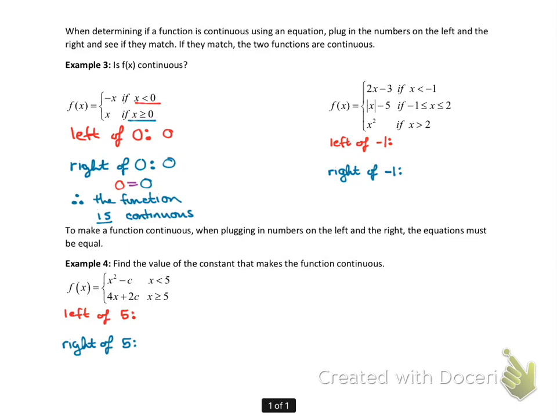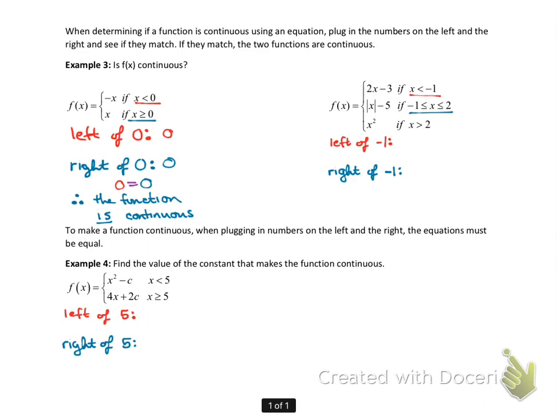So to the left of -1, we'd be dealing with the very top function, 2x minus 3. And then to the right of -1, we're going to be dealing with the absolute value of x minus 5. And we want to see if, on the left side, the 2x minus 3, if I plug in -1, is it equal to the absolute value of -1 minus 5, which would be from the right side. So let's go ahead and plug them in.